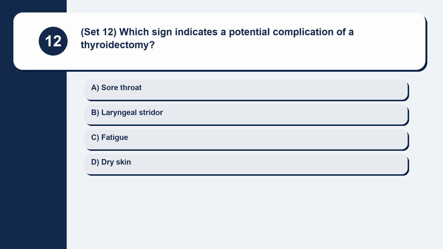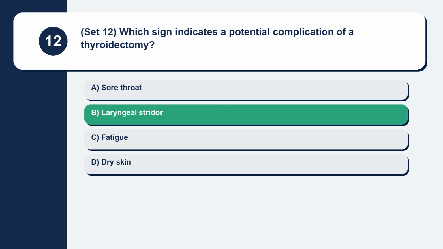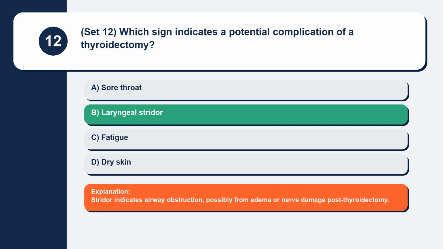Question 12. Set 12. Which sign indicates a potential complication of a thyroidectomy? Sore throat, laryngeal stridor, fatigue, dry skin. Stridor indicates airway obstruction, possibly from edema or nerve damage post-thyroidectomy.